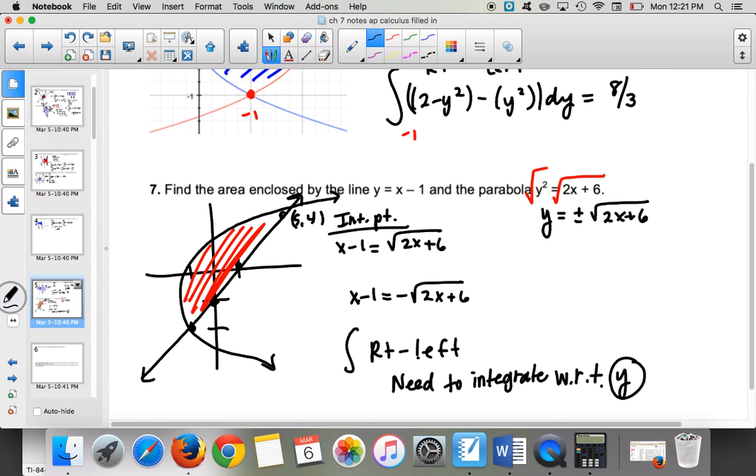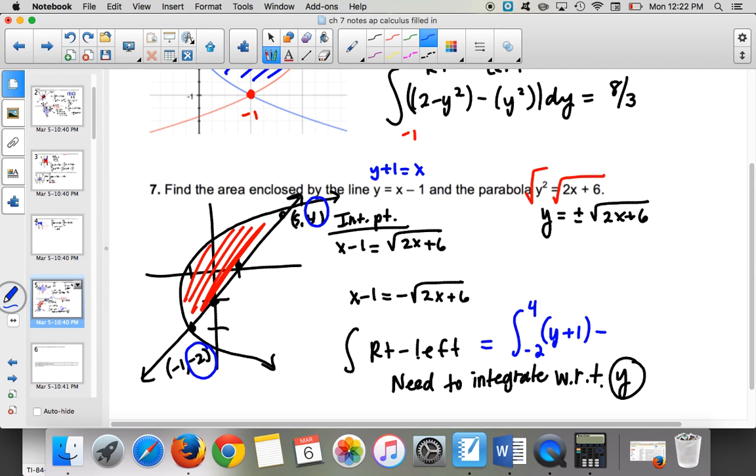So when I talk about my limits of integration, this was the point negative 1, negative 2. My limits of integration are going to go from negative 2 to 4. My y values, right? How about the other stuff? This gets a little bit weird. When I talk about my right side, that was the line y equals x minus 1, but I'm not going to write x minus 1 here. I need everything in terms of y. Yeah, y plus 1 is equal to x, right? So I'm going to say y plus 1.